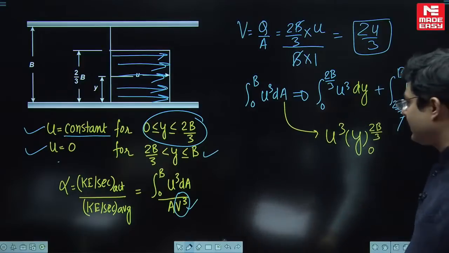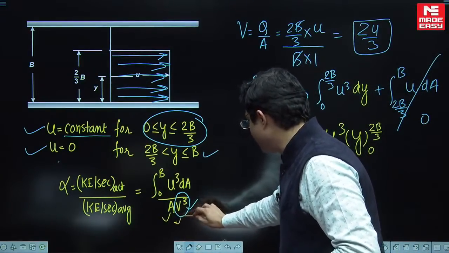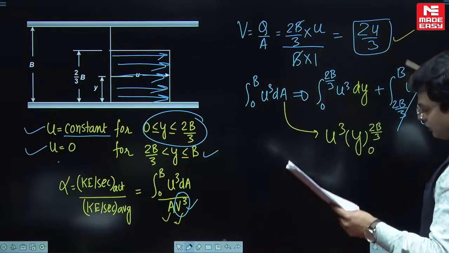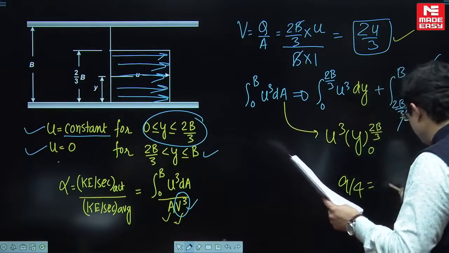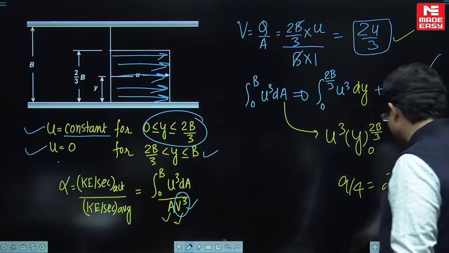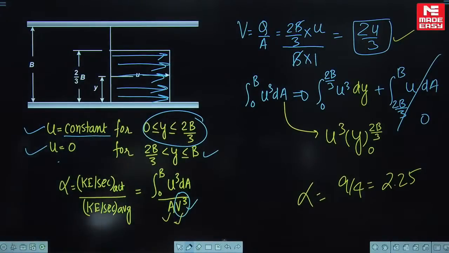So this is the numerator, and denominator is area, which is b cross 1 into v cube. So when you are going to solve, this is going to come out to be 9 by 4, and that is 2.25. So this is your value of alpha. Again a mind boggling question.